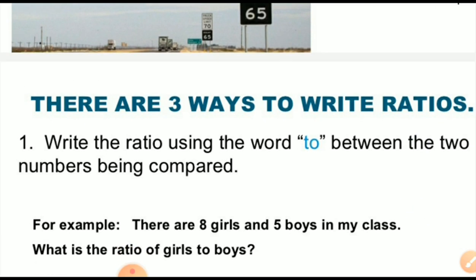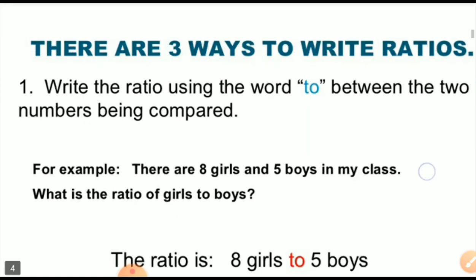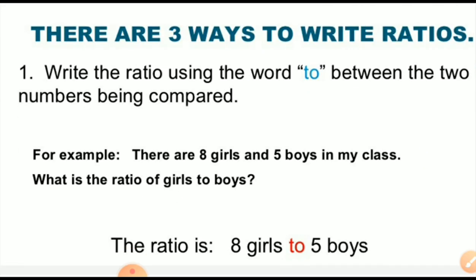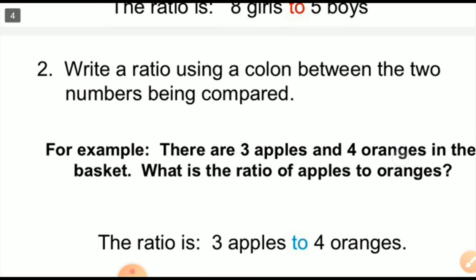First, write the ratio using the word "to" between the two numbers being compared. For example, there are 8 girls and 5 boys in my class. What is the ratio of girls to boys? Yes, the ratio is 8 girls to 5 boys. Very good students.